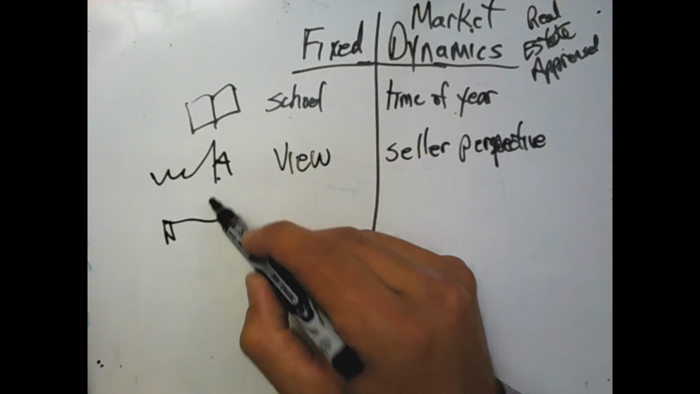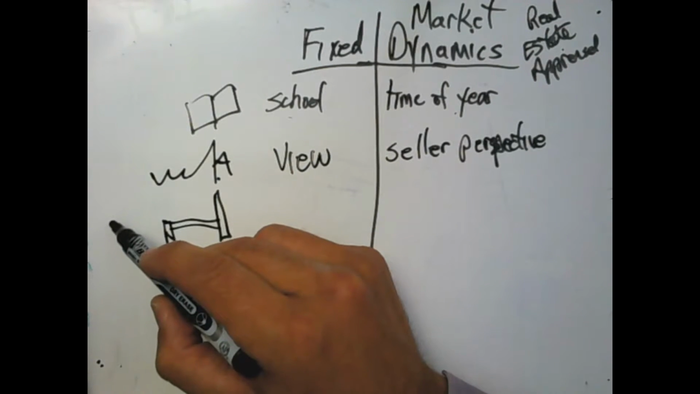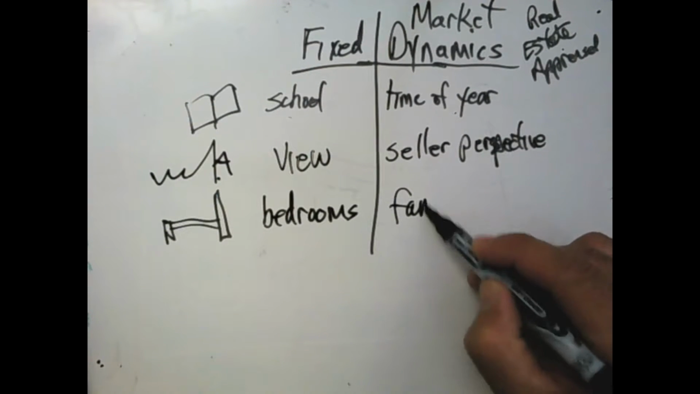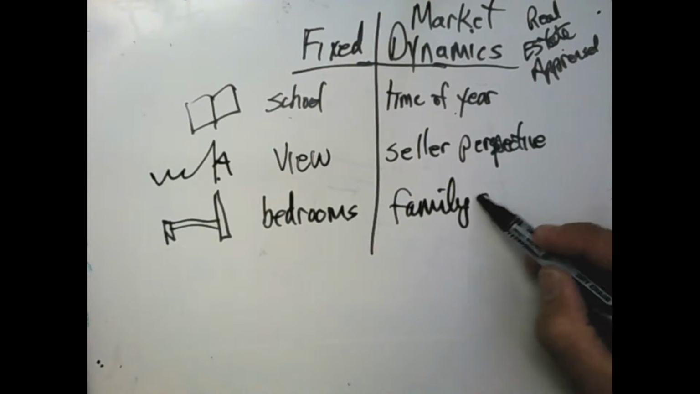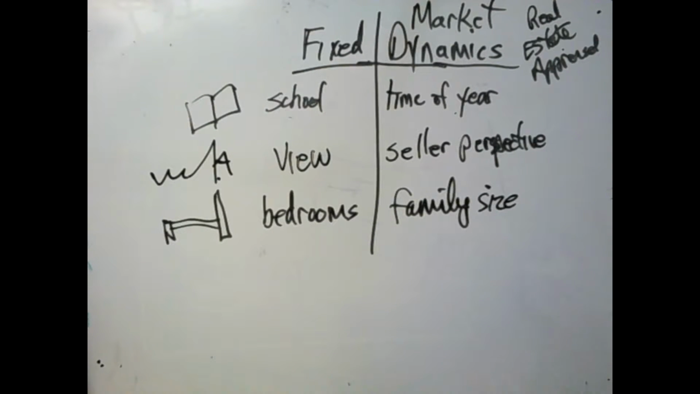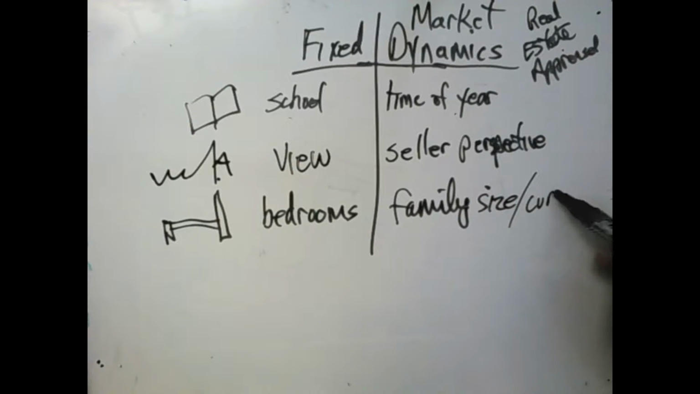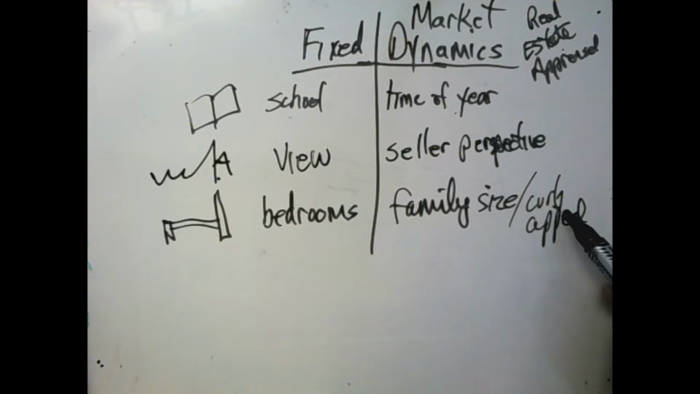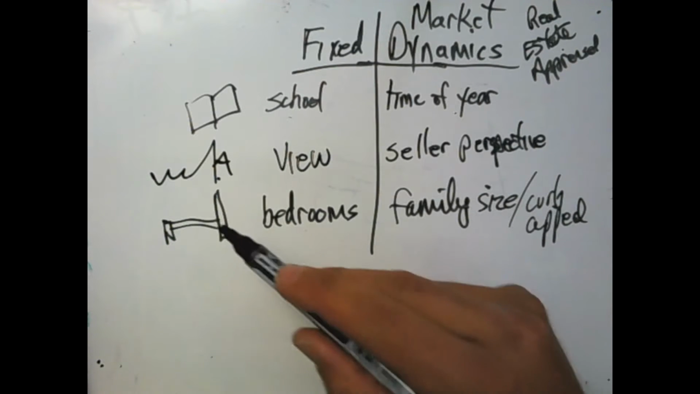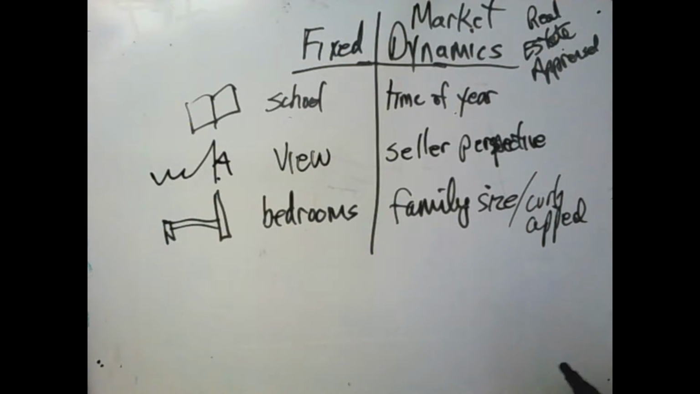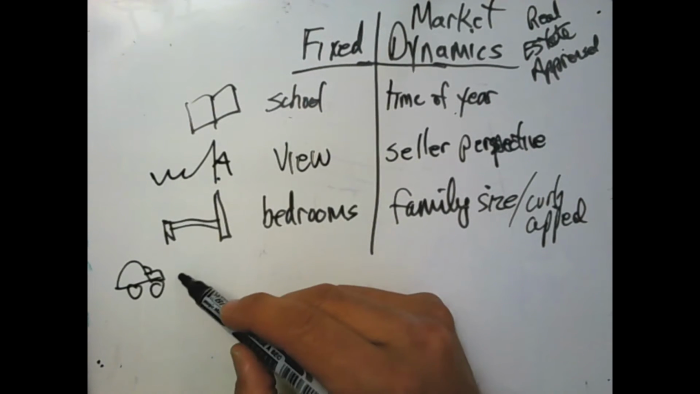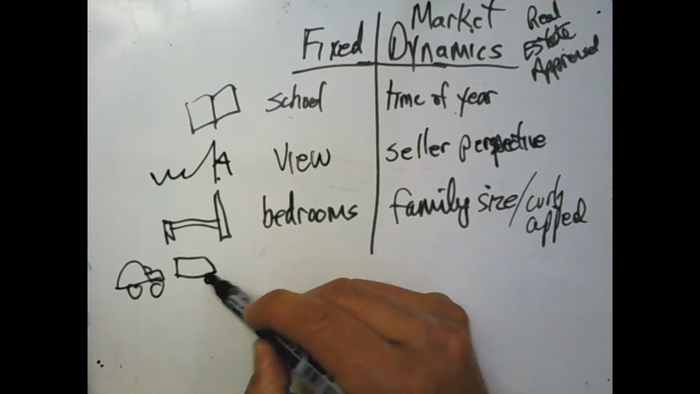Also, you're going to have a dynamic of how many bedrooms, and you can't change that. But on the buyer's side, the market dynamic is the family size, and also the curb appeal. So a family with 3 kids is going to be more excited about multiple bedrooms, but if the curb appeal doesn't line up, then it doesn't matter how many bedrooms there are. They're just not going to participate. And then, of course, this is an amazing sports car, by the way. And then here's the minivan.